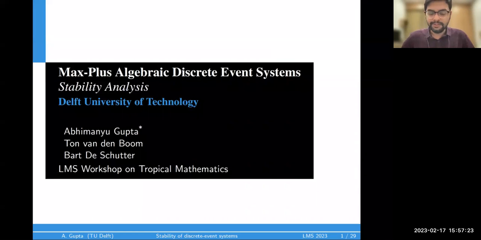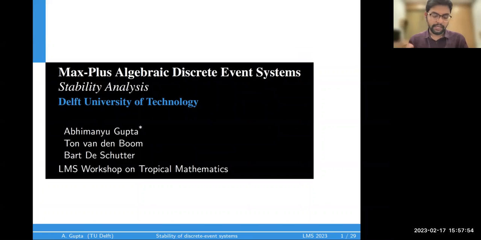I'm Abhimanyu. Thank you, Sergey, for inviting me. I recently defended my PhD at the Delft University of Technology in the Department of Systems and Control. I worked on Max Plus discrete event systems, so discrete event systems that can be described using Max Plus algebra and associated idempotent semirings. And one of the topics I studied was stability analysis.